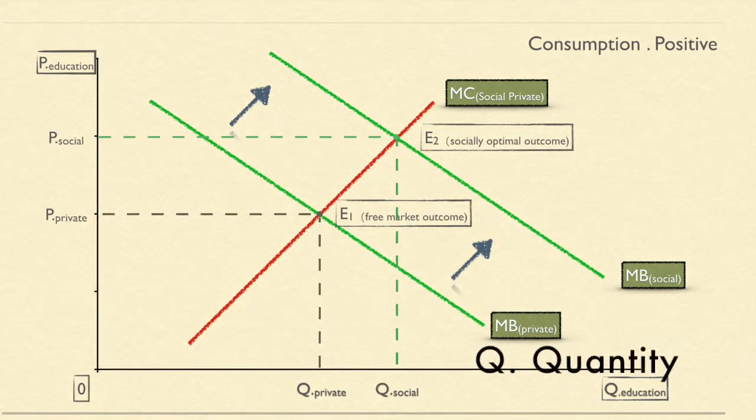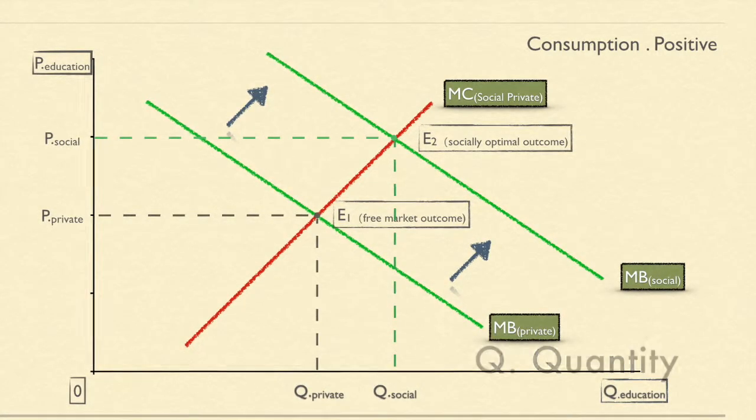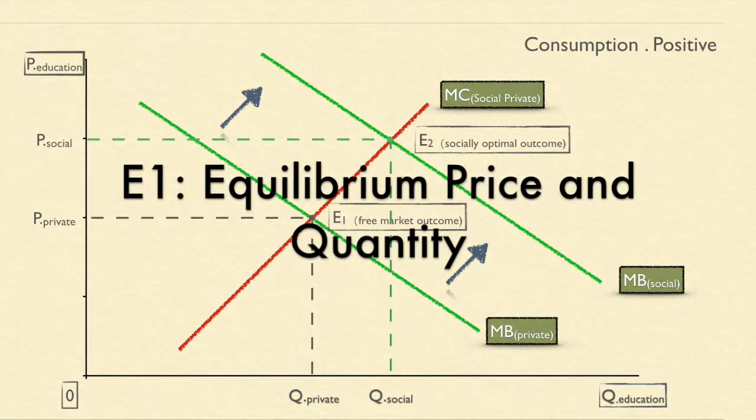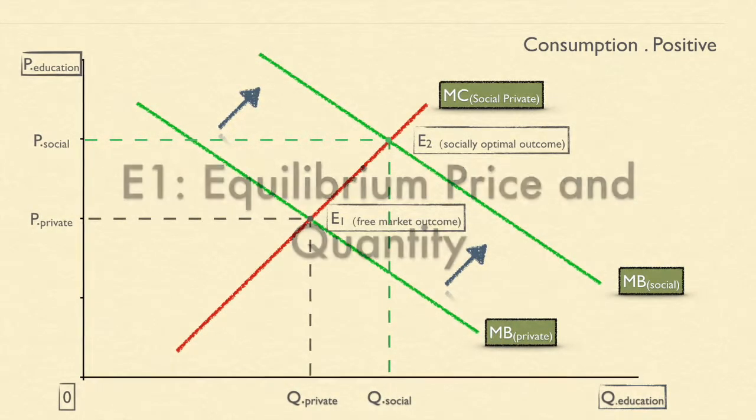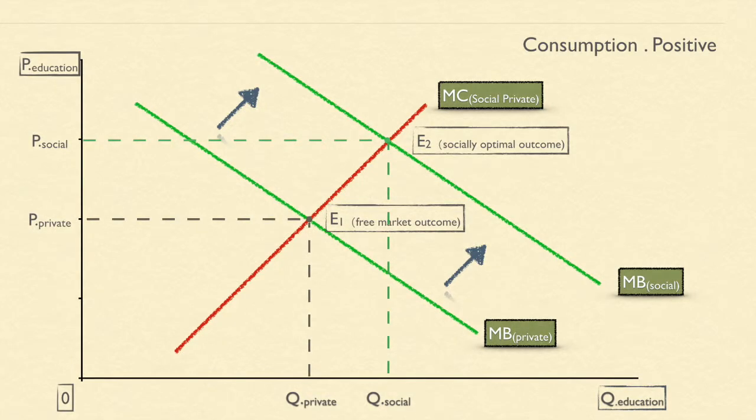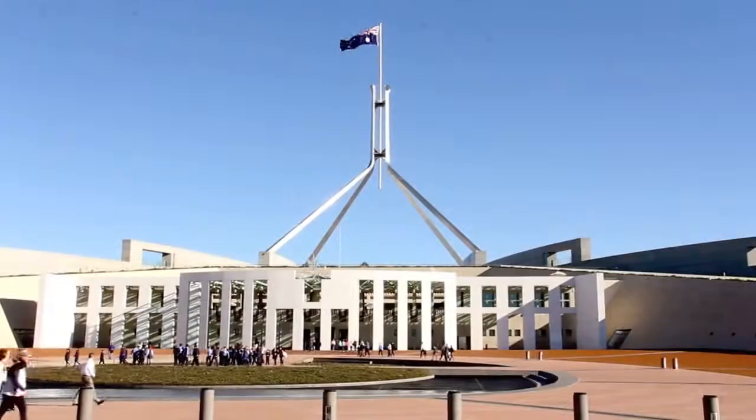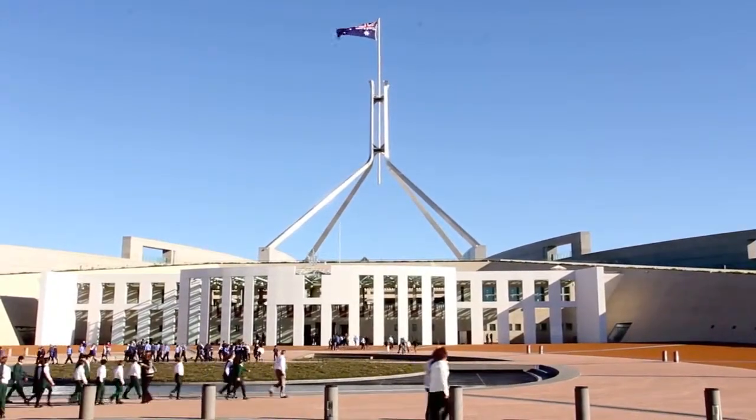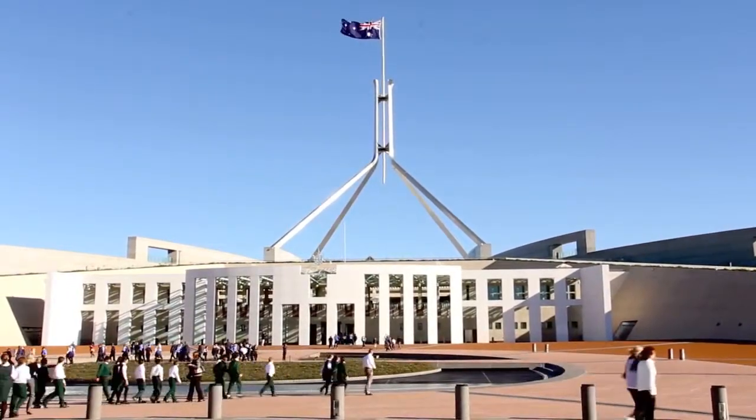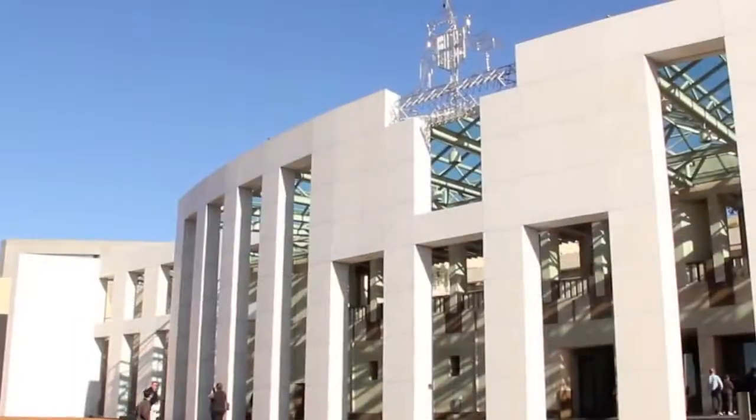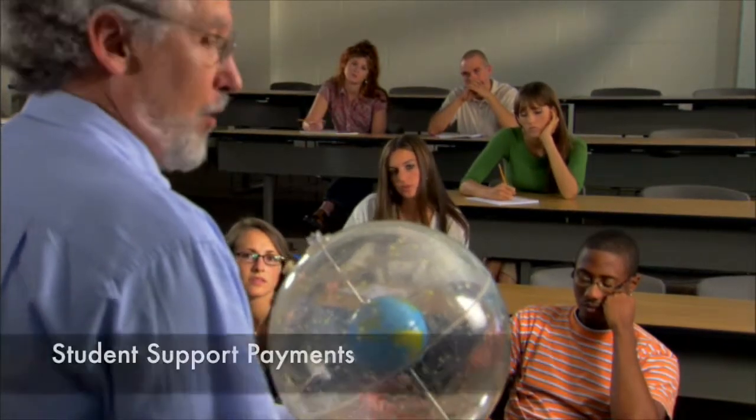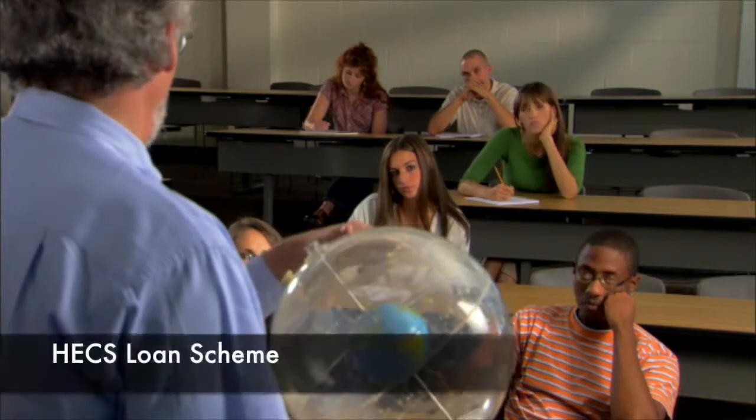Similar to what we've done in class, Q is represented on the x-axis while P is on the y-axis, and E1 represents the equilibrium price and quantity for education, solely based on the marginal costs and benefits of private decision makers. In response to the positive externalities associated with education being underproduced, the government attempts to place a monetary value on the positive externalities associated with education by providing calculated funding to universities, student support payments, and the Ext loan scheme.